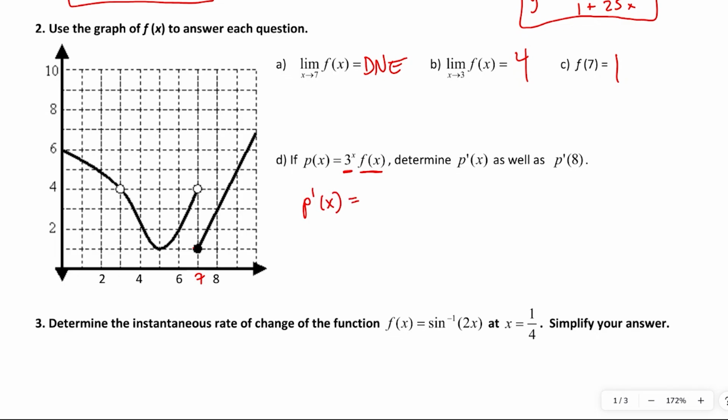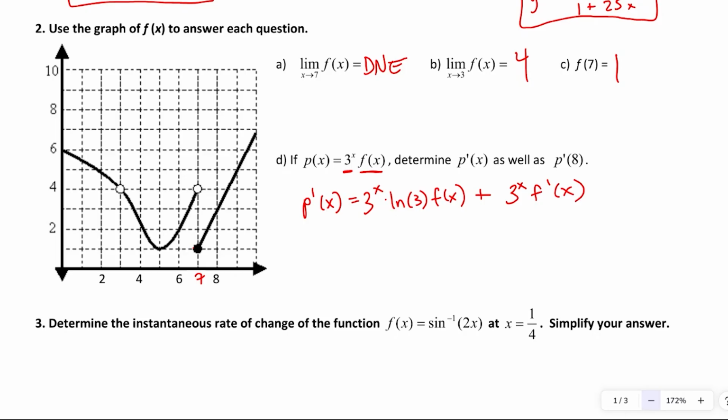So the derivative of 3 to the x. This is one of our new derivatives. So it's going to be 3 to the x times the natural log of 3 times f of x, plus 3 to the x times the derivative of f of x. So that is p prime of x. That's how we're going to define it.